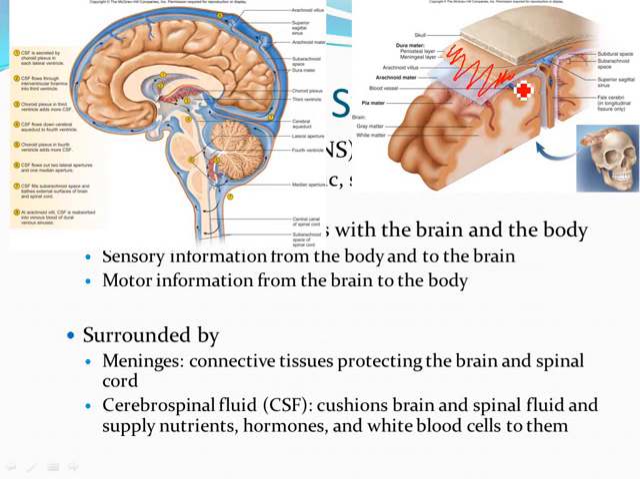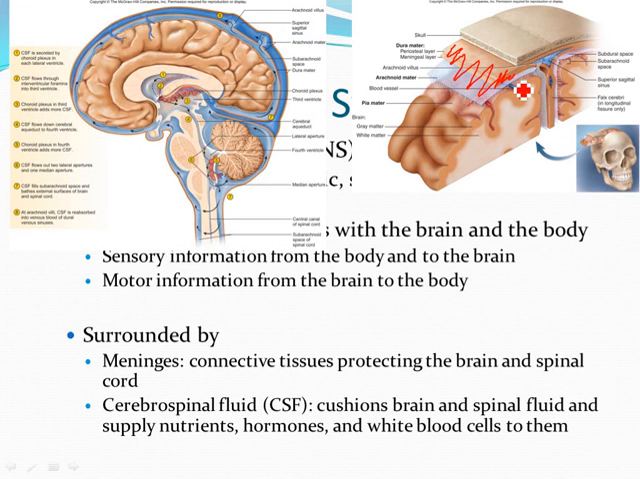Also, there's cerebrospinal fluid, CSF. This is the fluid that surrounds both the brain and spinal cord to help cushion it. So if we have some sort of impact, our brain doesn't hit against the skull. It helps buffer it a little bit. Every now and then, if you have a big enough impact, it's going to hit and cause a concussion. It also supplies nutrients, hormones, different types of white blood cells and stuff like that to the brain and spinal cord.